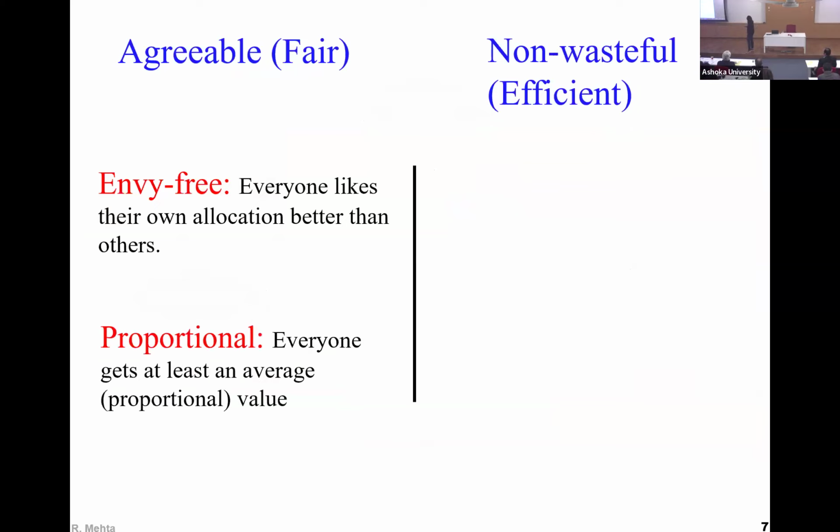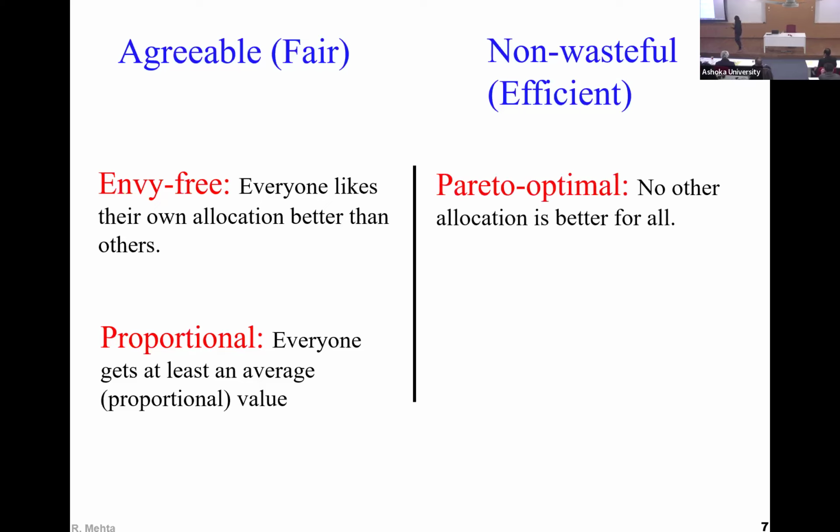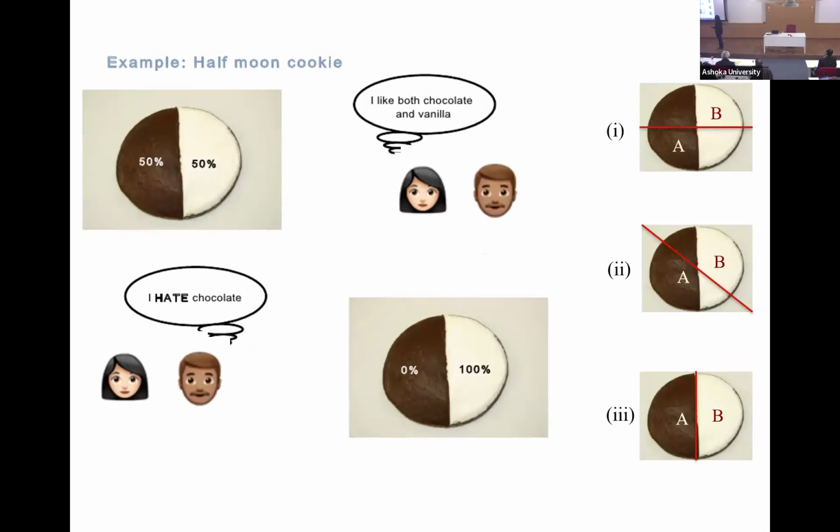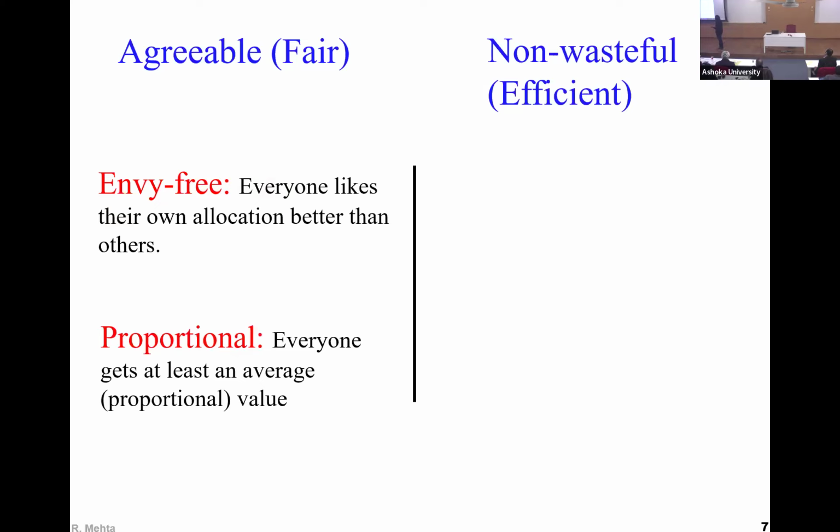Okay? Proportionality says that everyone gets at least proportional or average of everything. So every agent in the half-moon cookie example getting 50% of the cookie is kind of a proportional allocation. Okay? And in the efficiency side, so actually if you see the previous slide, the first allocation actually satisfies both of the fairness notions. So only fairness is not good enough.